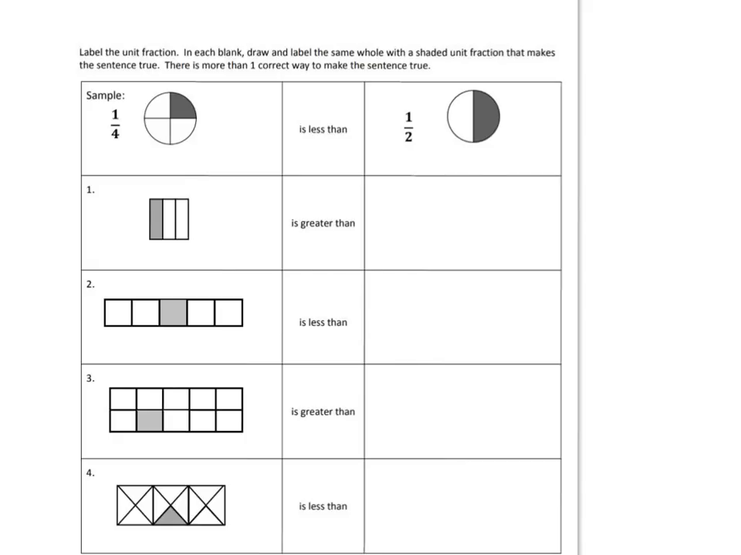Let's read and annotate the directions. It states, label the unit fraction. In each blank, draw and label the same whole with a shaded unit fraction that makes the sentence true. There is more than one correct way to make the sentence true. So in this case, I have to label the unit fraction, draw and label the same whole with a shaded unit fraction.